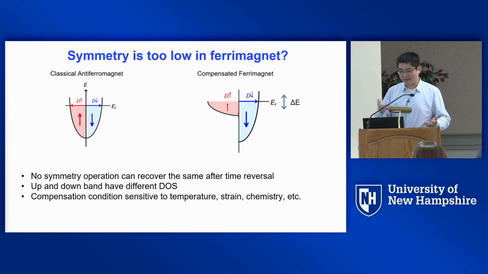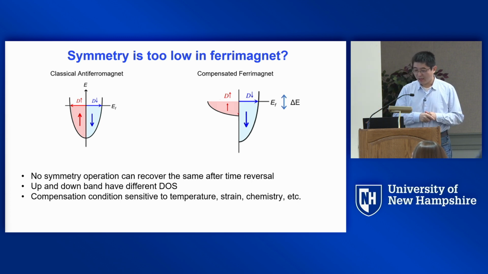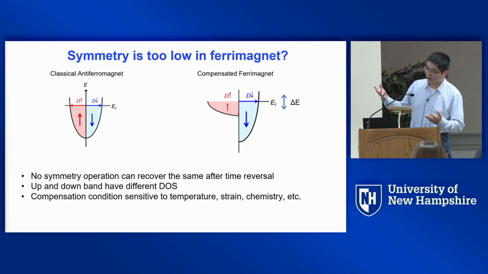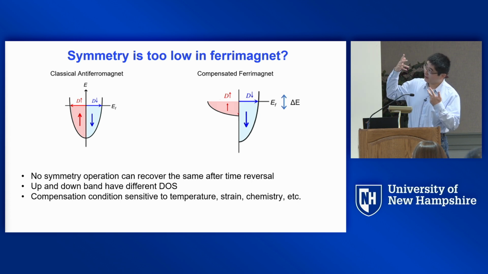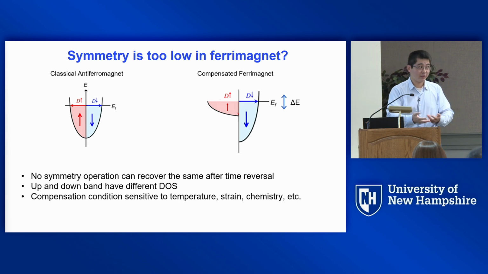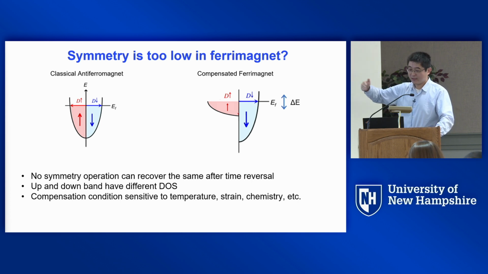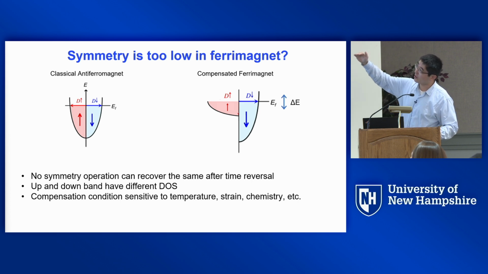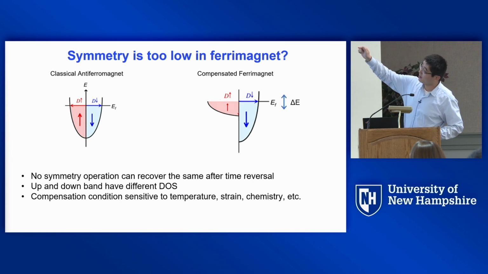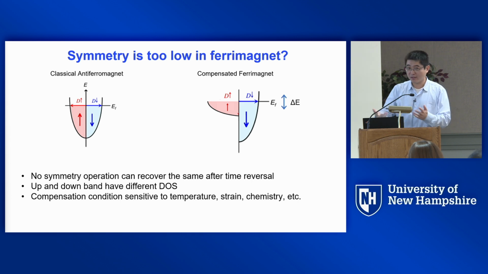So in the real space, actually, there is almost no operation that can recover the original state after time reversal. So what problem does that cause? The problem is that it's too sensitive to external perturbations. For example, you can imagine if you change the temperature of such material, then the Fermi level might undergo some small change. But when the Fermi level undergoes some subtle change, then the up and down spins are no longer exactly compensating with each other.